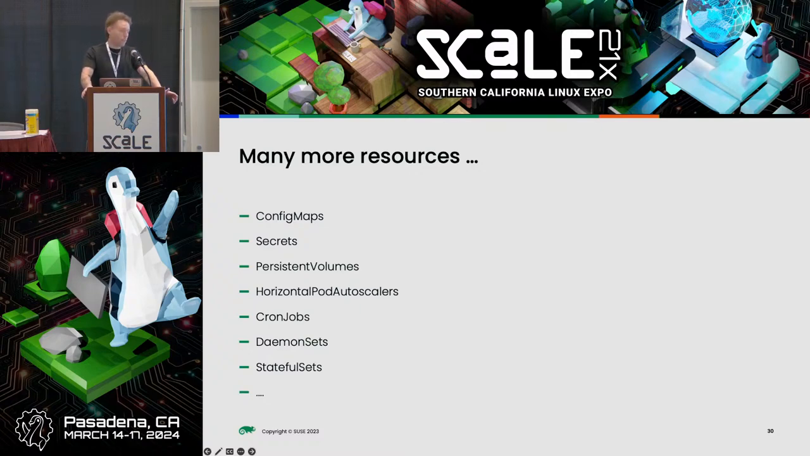And then horizontal pod scalers, and that allows you to set, via some metrics, like if pods are reaching a certain amount of CPU, it'll automatically scale out more pods, distribute the traffic, etc. And then the last, oh, and cron jobs as well. So in case you just want something that runs once to completion.